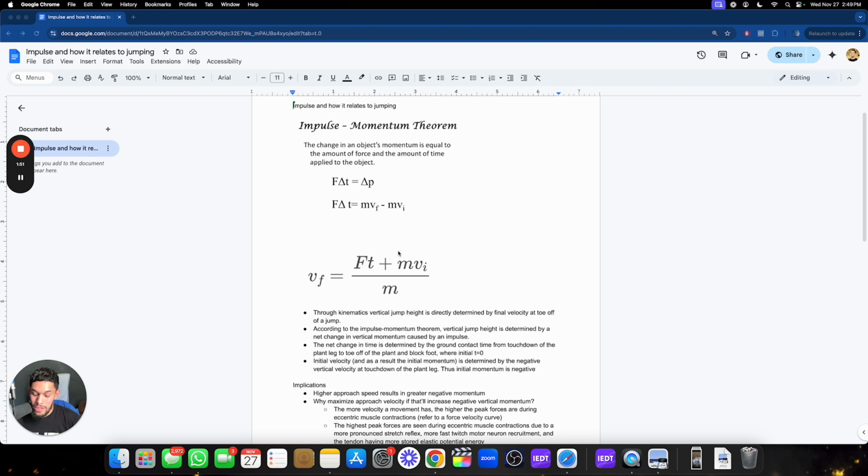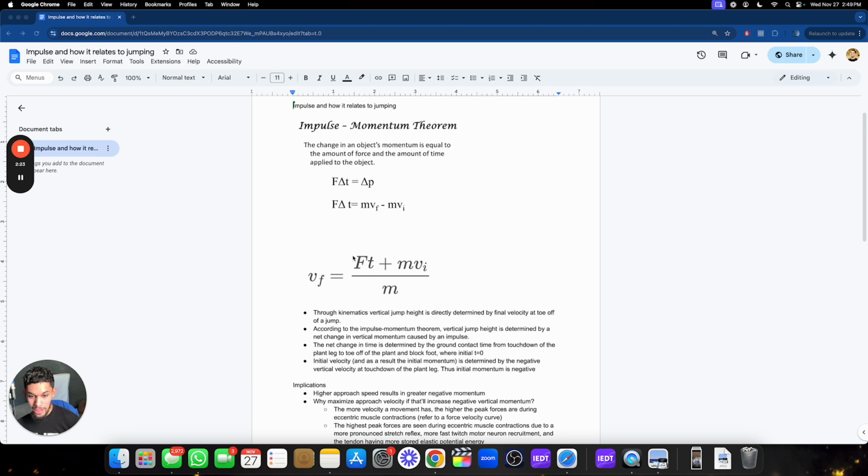The other variable that is directly correlated to how high you can jump is final velocity. When we look at kinematics, that's a set of equations that measure basically airborne things. They show that vertical jump height is directly related to final velocity. So the faster you're moving at toe off, the higher you're going to jump. And we can derive this equation right here to equal final velocity.